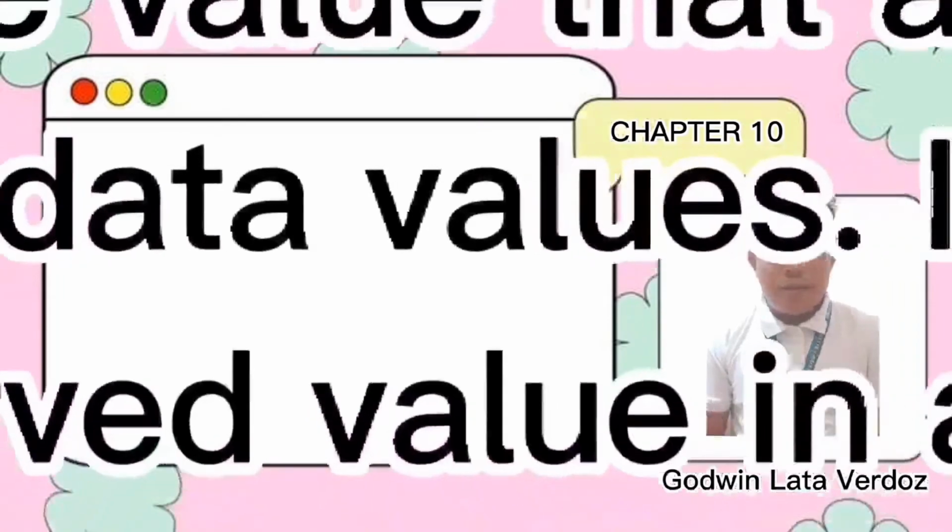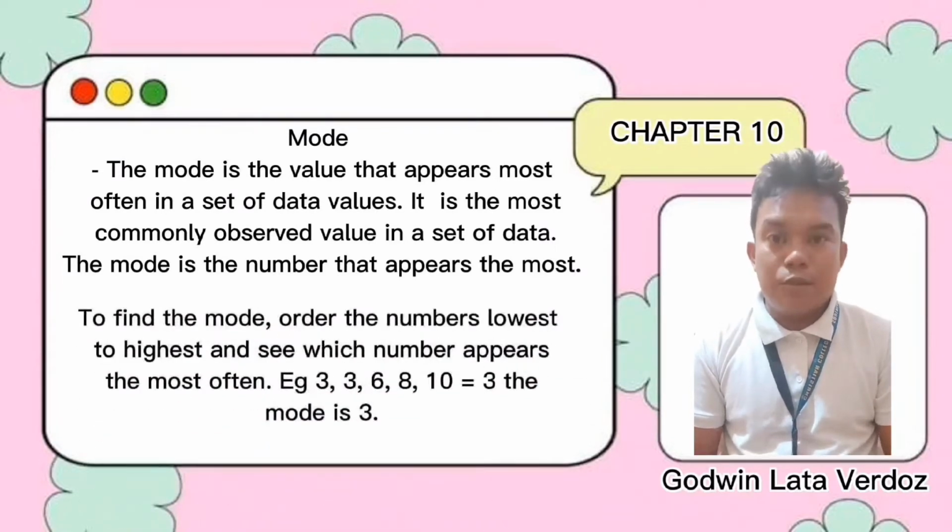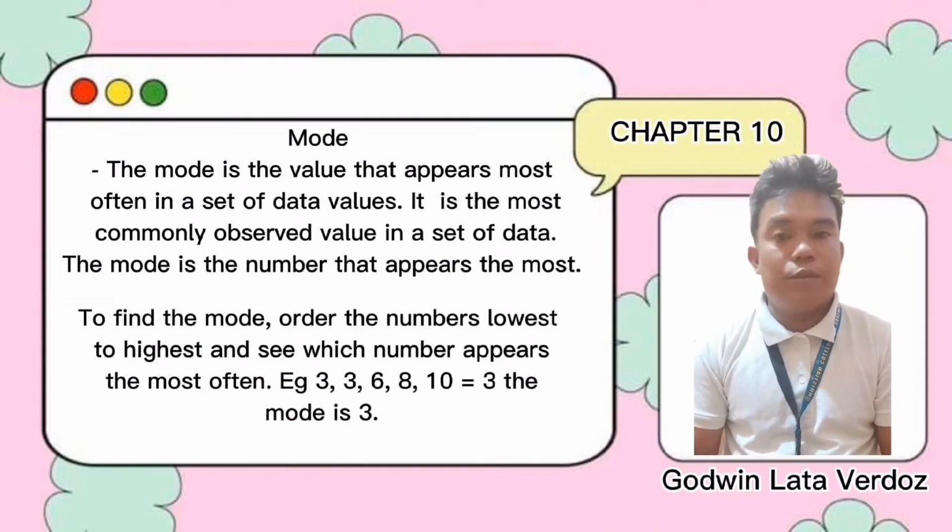Last one is the mode. The mode is the value that appears most often in a set of data values. It is the most commonly observed value in a set of data. The mode is the number that appears the most. To find the mode, order the numbers from lowest to highest and see which number appears the most often.